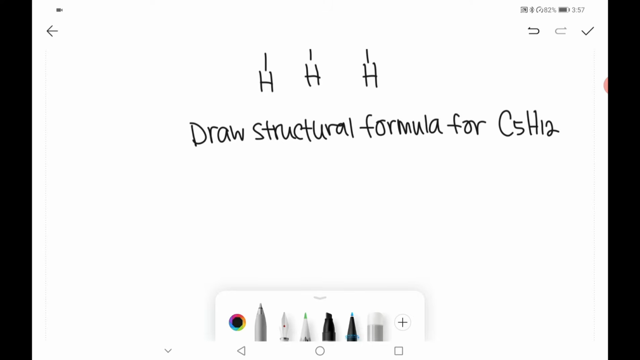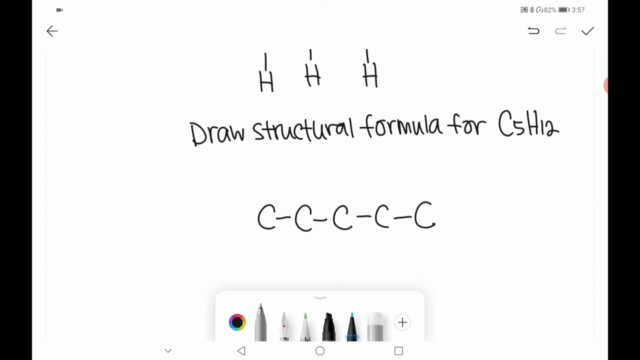So always start with drawing carbon. You have 5 carbon, so 1, 2, 3, 4, 5, in a straight horizontal line. Next thing, when you draw alkane, you must know the functional group of alkane is carbon-carbon single bond. So join all the carbon by single bond.